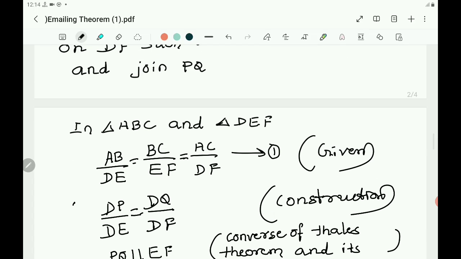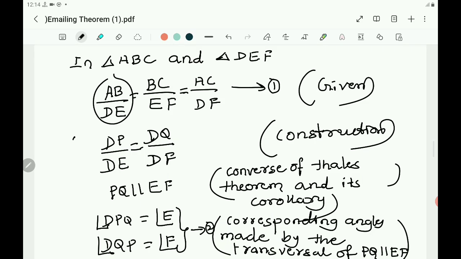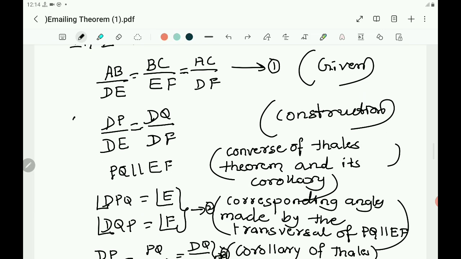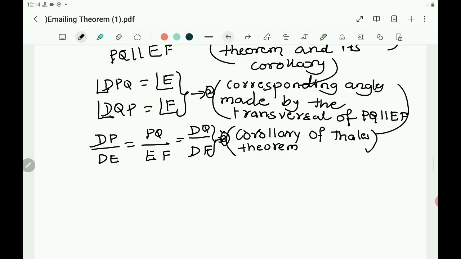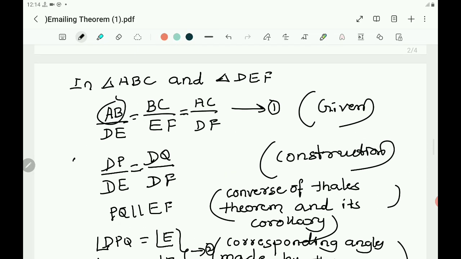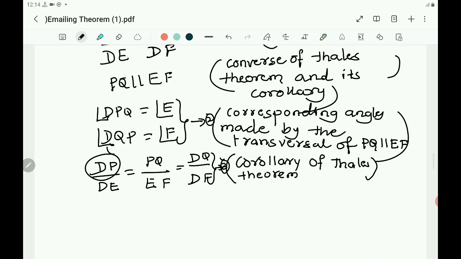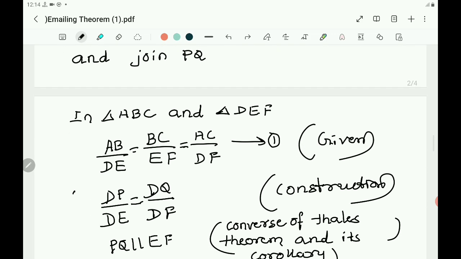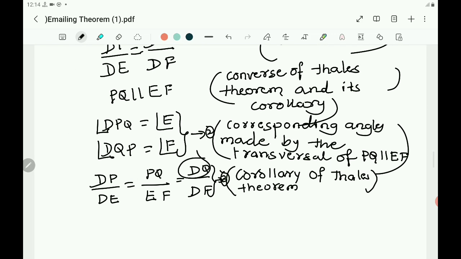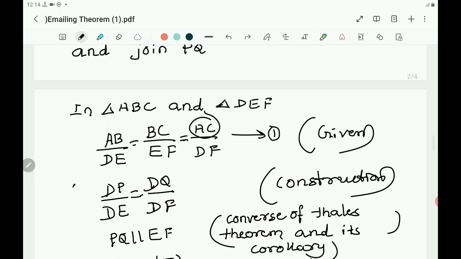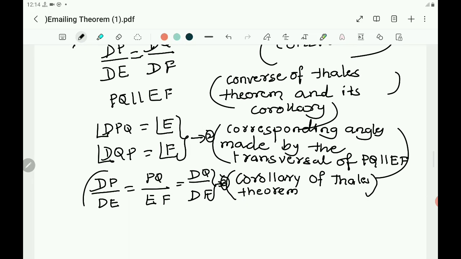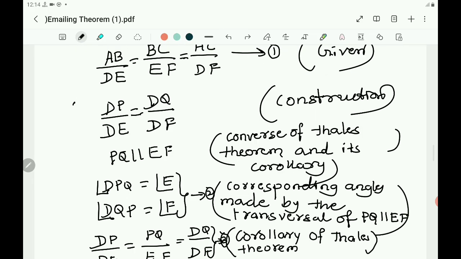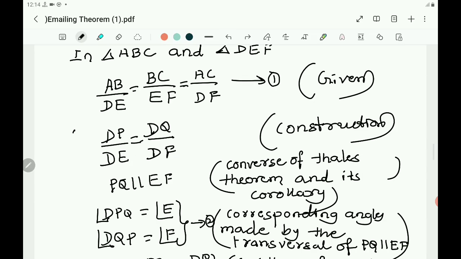Now observe the first. AB by DE is equals to BC by EF is equals to AC by DF, and you know that AB by DE is equals to what? DP by DE, because AB is equals to DP according to the construction, and also AC is equals to DQ, that is also according to construction. So the first one and third one are same. AB by DE is equals to DP by DE. First one is equals to first one and third one is equals to third one.